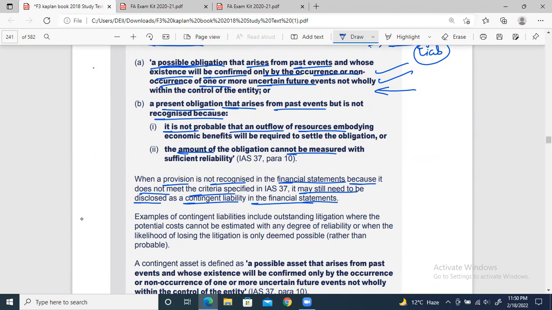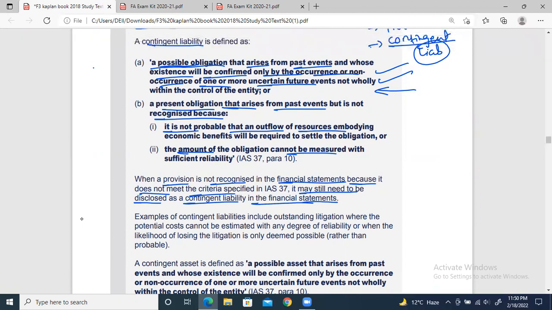Now we are going to see in just a short while that table that I was talking about, and this will further make it clear about contingent liability and contingent asset. Examples for this you can see over here: outstanding litigation where potential cost cannot be estimated with any degree of reliability, or when the likelihood of losing the litigation is only deemed possible.